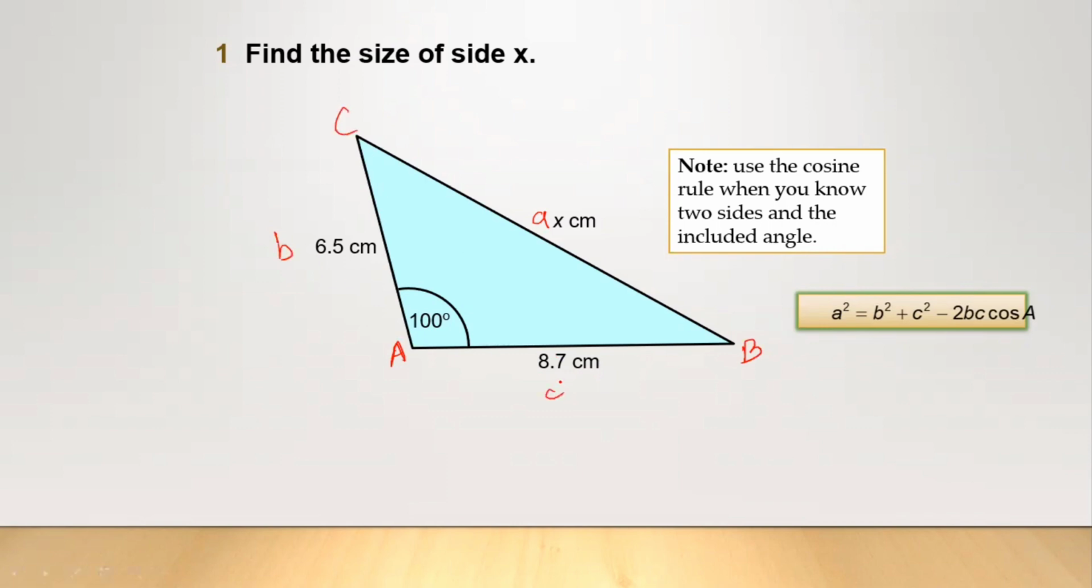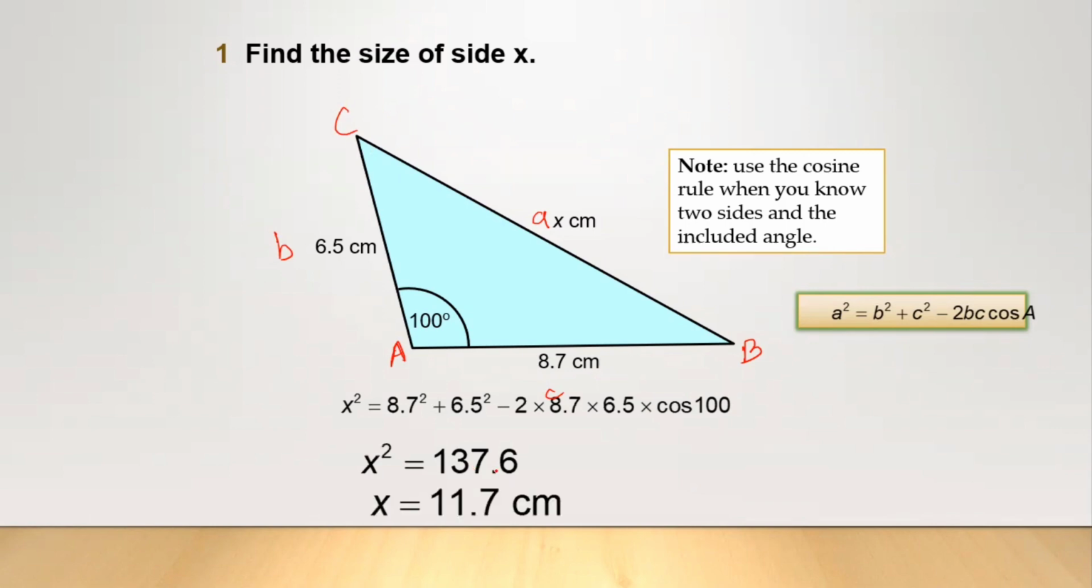So let us put the values in this formula. So we have x square is equal to 8.7 square plus 6.5 square minus 2 times 8.7 into 6.5 into cos 100. Put all this in your calculator. You get the value of x square as 137.6. Take the square root of it, we get 11.7 centimeters. So this is how we have found the side using the cosine rule.